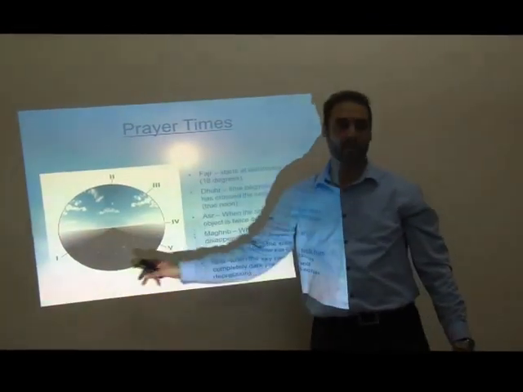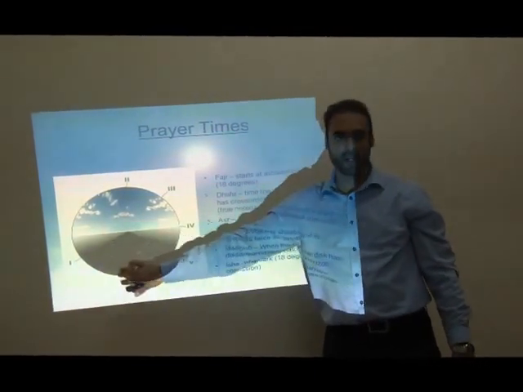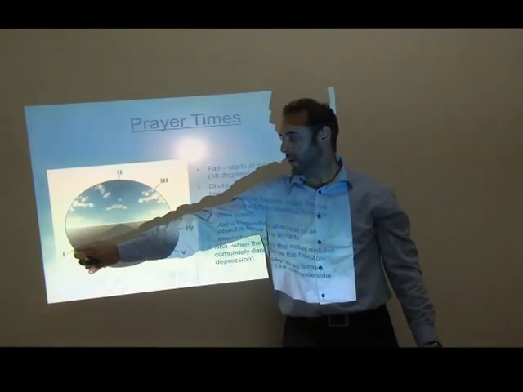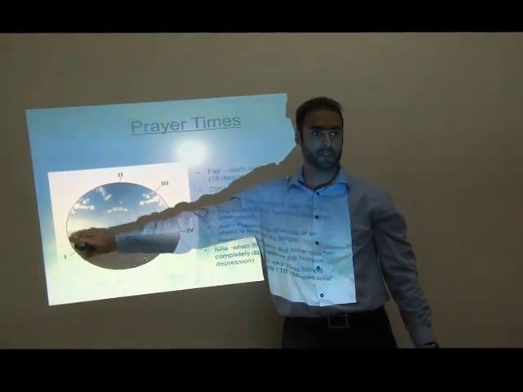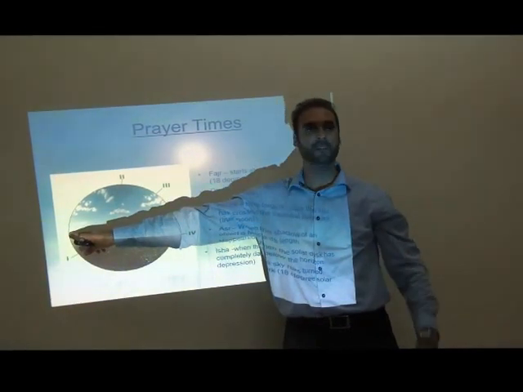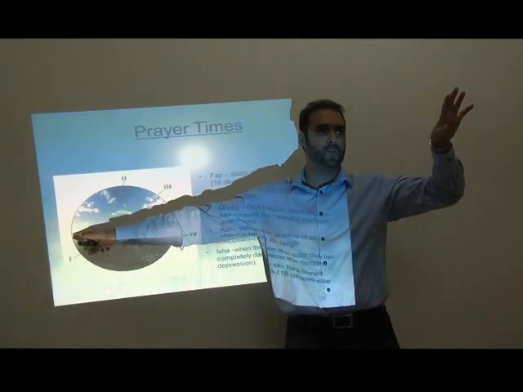Okay, so if this is a 24-hour clock, this is night time. That's when the sun is 18 degrees below the horizon, and this is when twilight starts. This is when dawn, the crack of dawn, starts, and it carries on until the sun's solar disk pops above the horizon, and then that's it. You can't pray Fajr anymore.